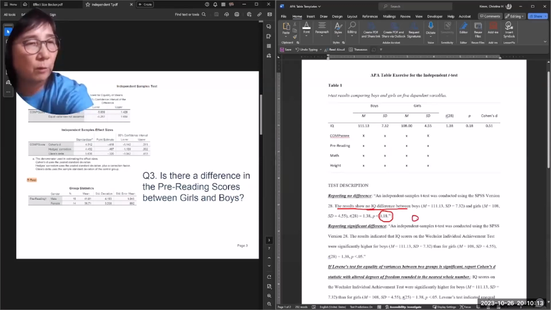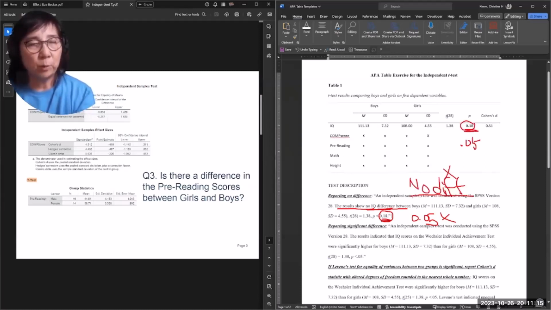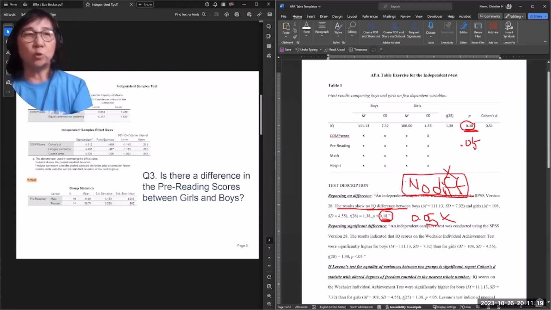Less than 0.05, then you will say there is a difference in IQ between boys and girls, or boys get a higher IQ score than girls. The no difference hypothesis cannot be rejected because this is bigger than 0.05. So this one means no difference. We cannot reject this hypothesis. No difference cannot be rejected, which means there is no difference.